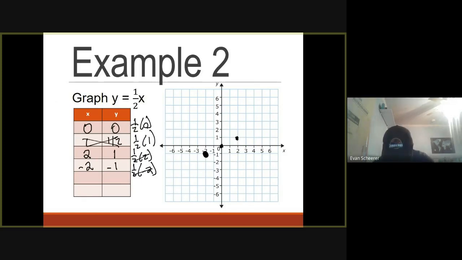So what I'm going to do is create a straight line between the points. Don't forget your arrows at the end. Whoa, that's pretty thick. Let's make it a little bit thinner.